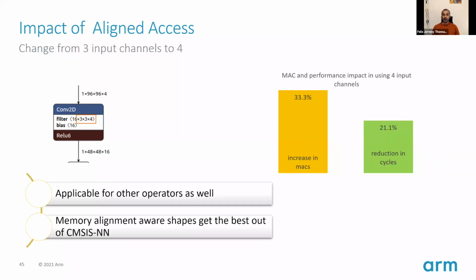This is applicable to other operators as well, like max pool, average pool, and fully connected. So using a memory alignment aware shape is necessary to get the best out of your optimized library.